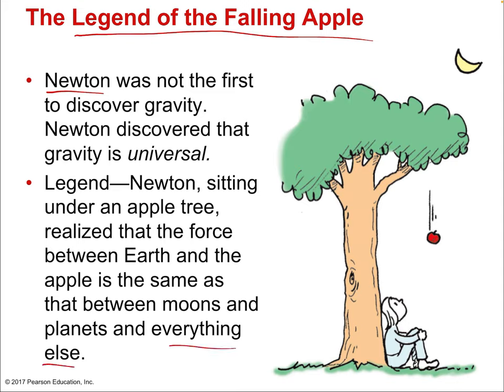Okay. Now, what he did write about is how the force to drop something on Earth must be the same force that holds the moon around Earth. And indeed, that's the case. In fact, we can think of the moon as falling around Earth. Okay. Just like the apple is falling towards Earth.